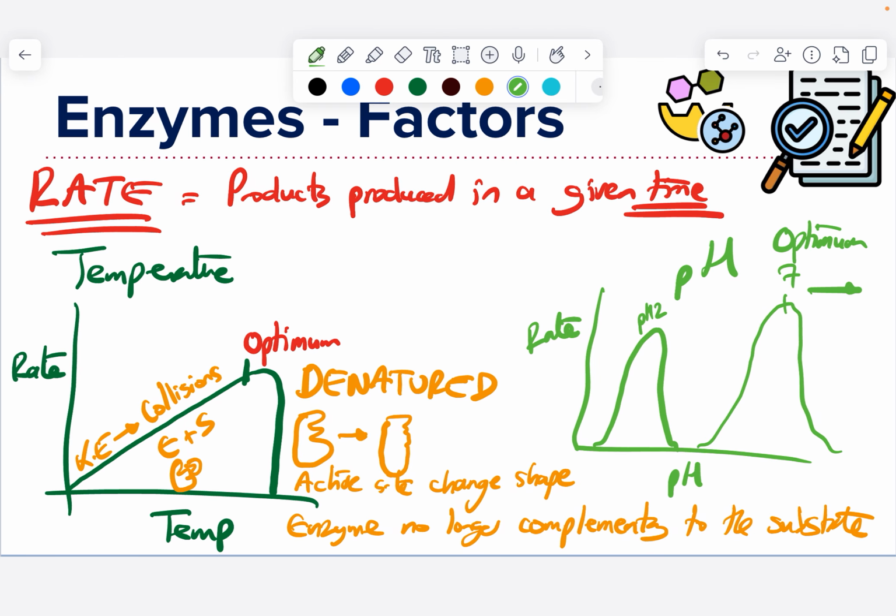but either side of the optimum pH is symmetrical, and either side of the optimum pH the rate decreases, and that's due to the enzyme increasingly becoming denatured.